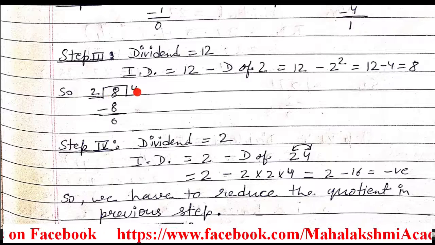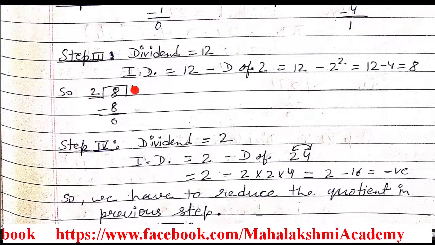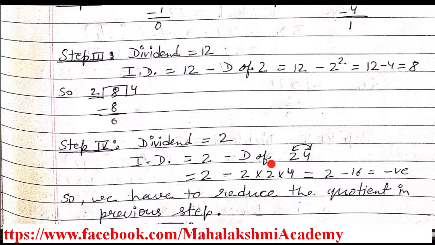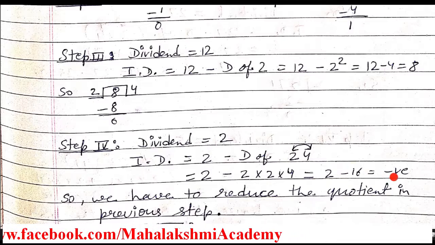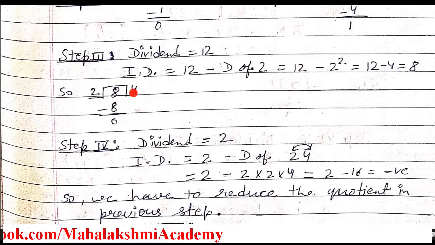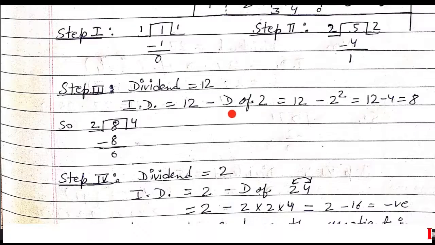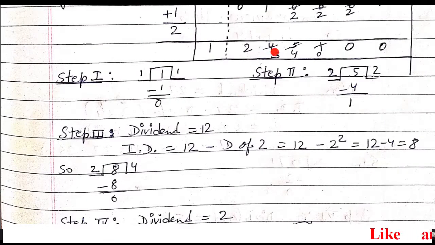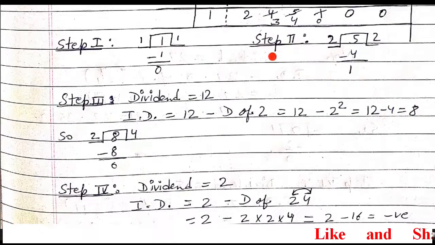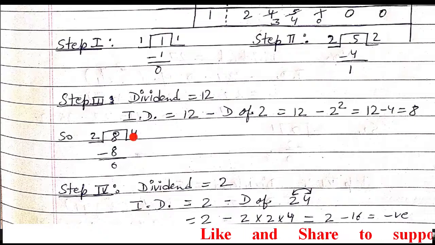Since we divided 8 by 2 and we wrote here 4, and because of this 4, in next step we obtain the negative dividend. So this 4 we have to reduce. So 4, one step you have to reduce. So before 4, which digit used to appear? 3. That's why in the table, cut this 4 and write here 3. The thing is, when we will divide this 8 by 2, you have to take here 3.